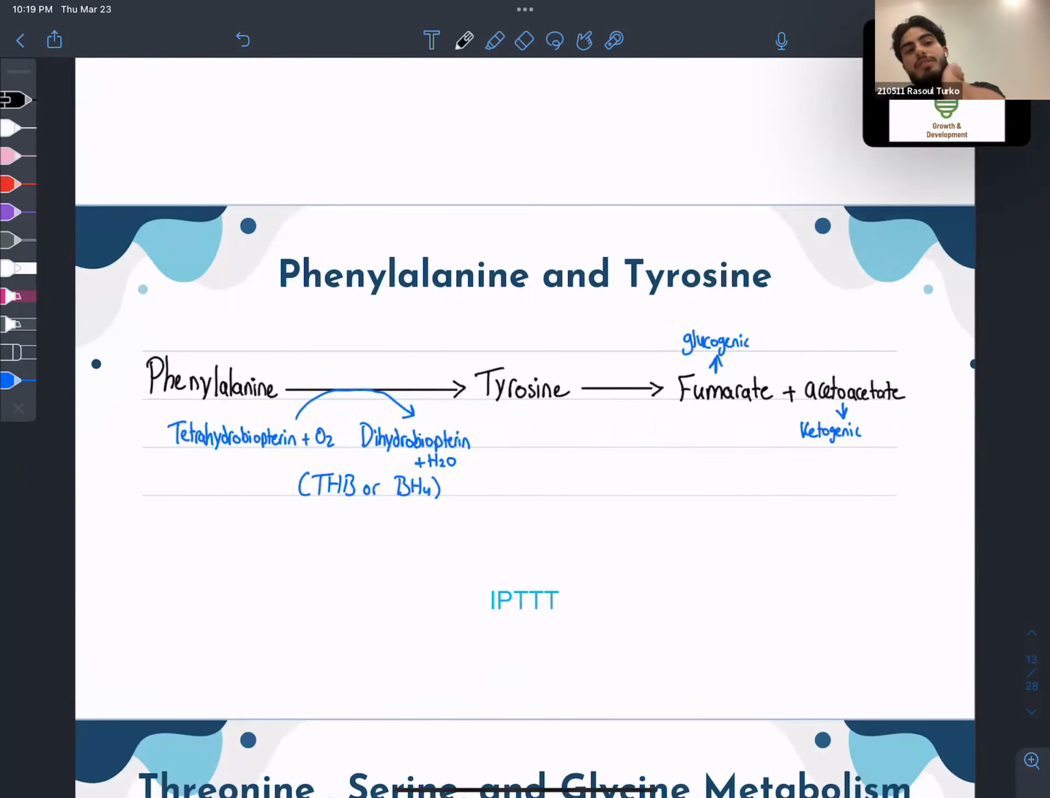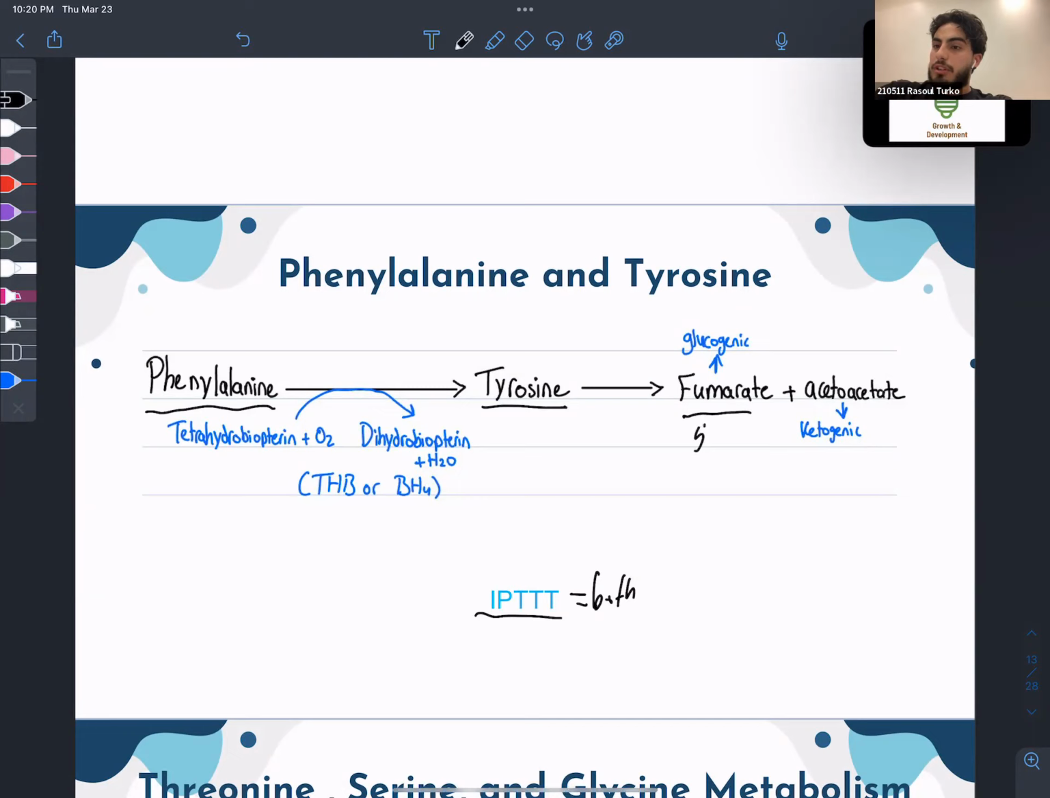Here for phenylalanine and tyrosine, you will be hearing a lot about this reaction in the future. But for now, all you need to know is that phenylalanine and tyrosine are part of the IPTT, which means they give you both a glucogenic and a ketogenic product. Here we get fumarate, which is part of the 5 substrates we talked about, and then here we get acetoacetate, which is ketogenic. So both tyrosine and phenylalanine are amino acids that give us both.